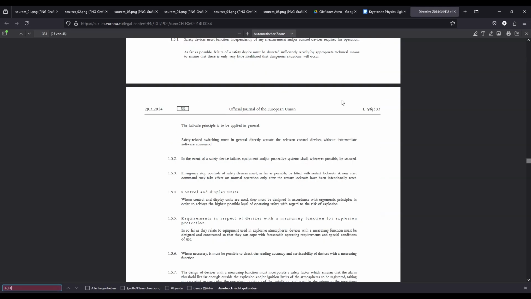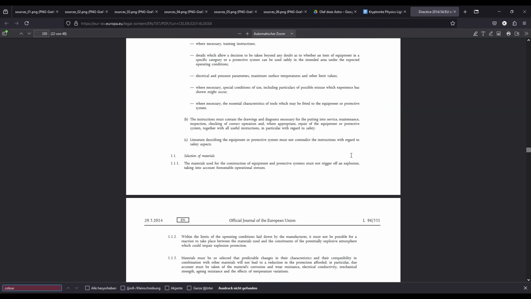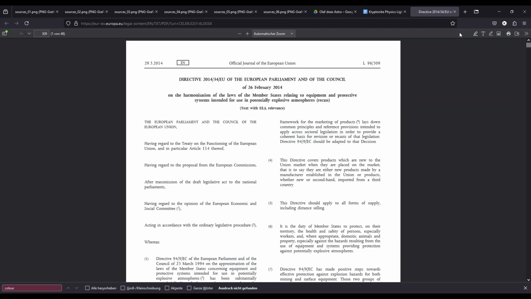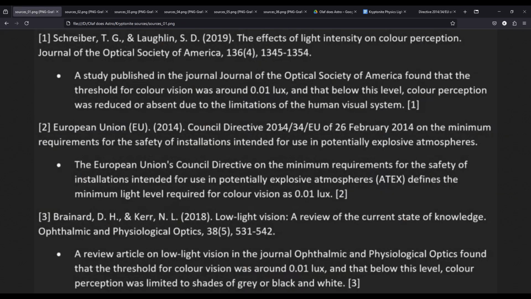Even the word light doesn't appear, and neither color spelled like this nor color spelled the British way appears in this very directive that he's given us, which is this one, 2014-34. Citation is wrong. Doesn't exist.